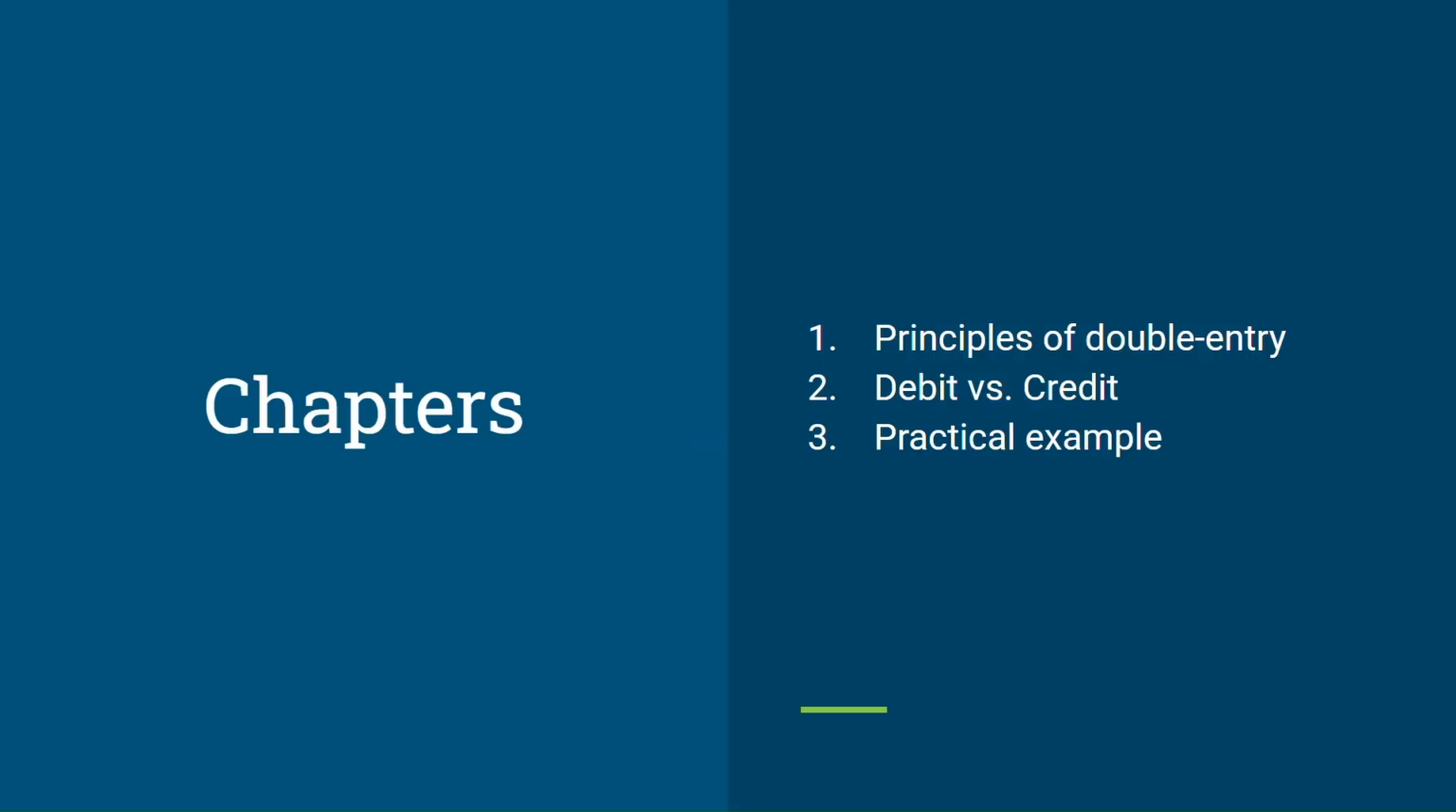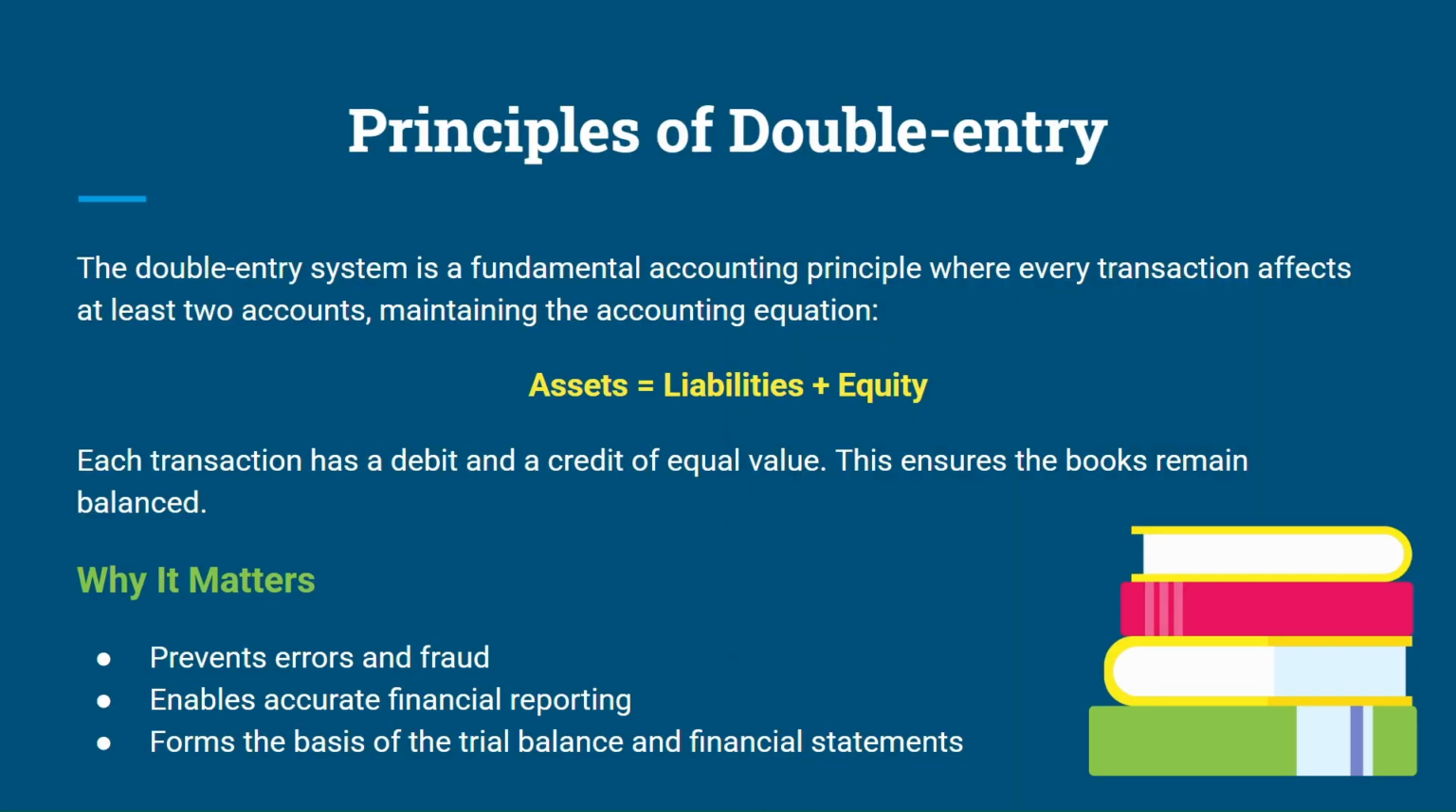Right, let's start. So these are the chapters we're going through: the principle of double entry, debit versus credit, and then we're going to go through 3 examples, because the thing about this topic specifically is that everything else is connected to it. To understand how the double entry system works, you have to do more and more practice. All right, so the principles of double entry.